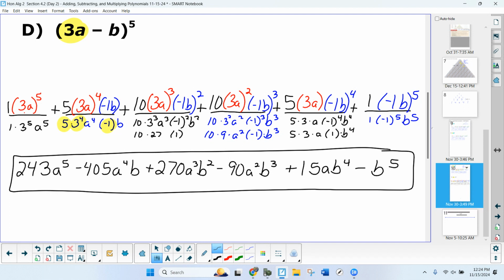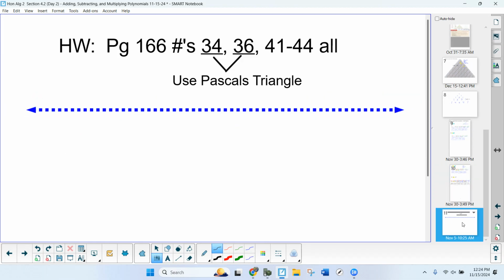Good? Now, on your homework tonight, this is really important. You had some of these in the section that you did last night, 34 and 36. I want you to use Pascal's triangle on those. Okay, so don't multiply out using foiling. I want you to use Pascal's triangle. Okay? Questions? All right.